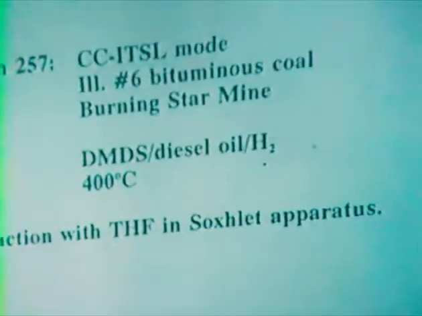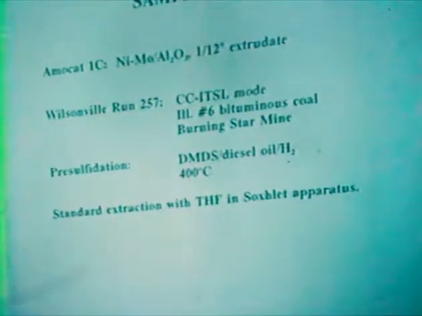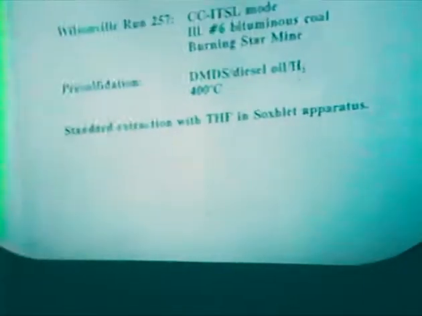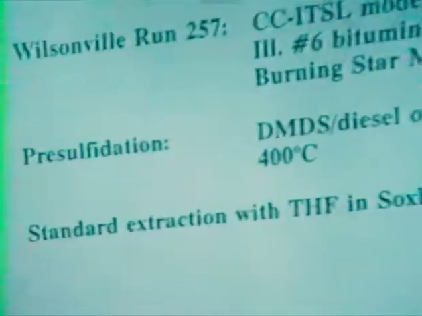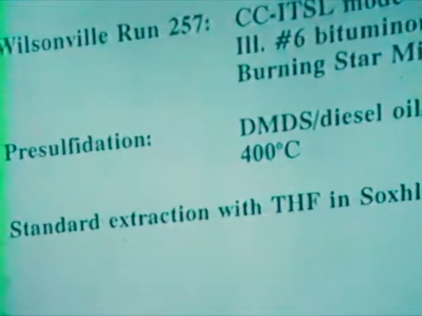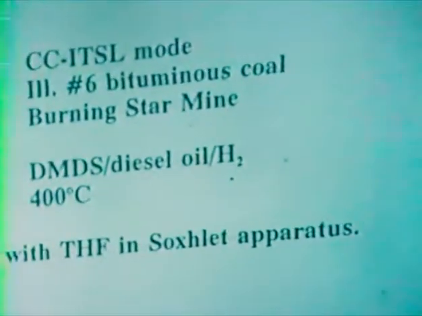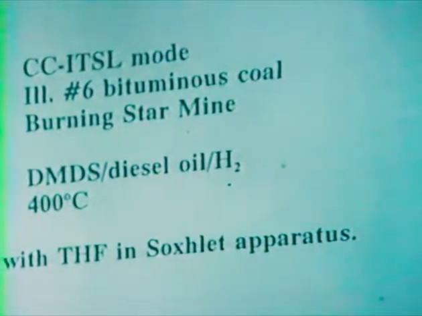Before starting a run at Wilsonville, they presulfide the catalyst, and this is done in a mixture of dimethyl disulfide and a diesel-like oil with hydrogen. And what is done is the reactor is slowly brought up to temperature, which is very similar to the actual operating temperature of the run. It is maintained at this pressure and temperature until H2S breakthrough is observed, and then held there for another 4 or 5 hours, and then brought back down to ambient pressure and temperature and drummed out until use, so that all the catalyst is sulfided before the run is begun.